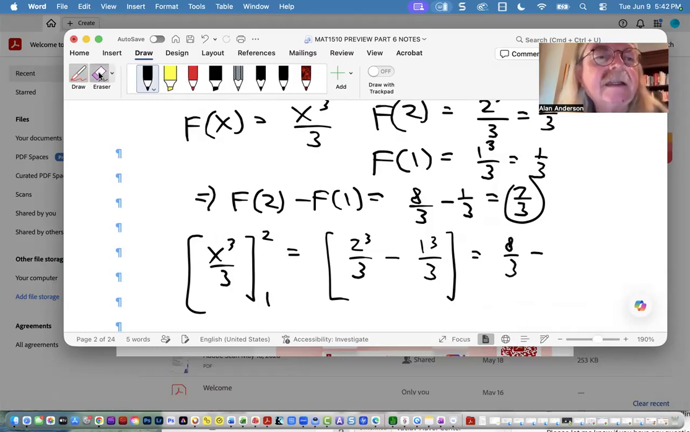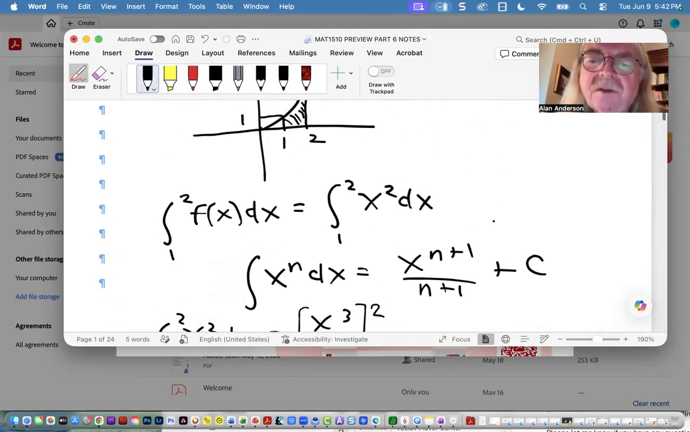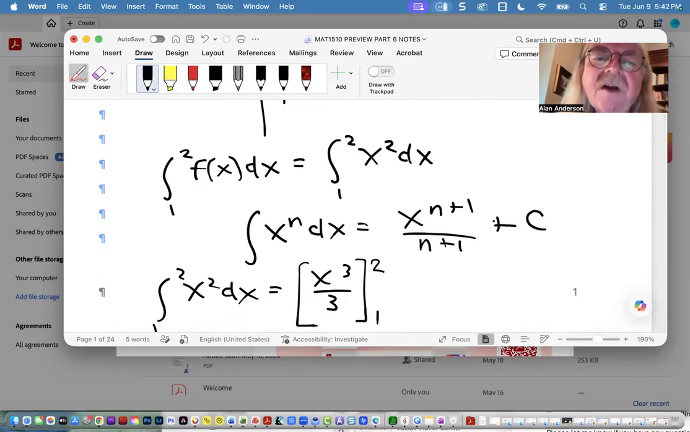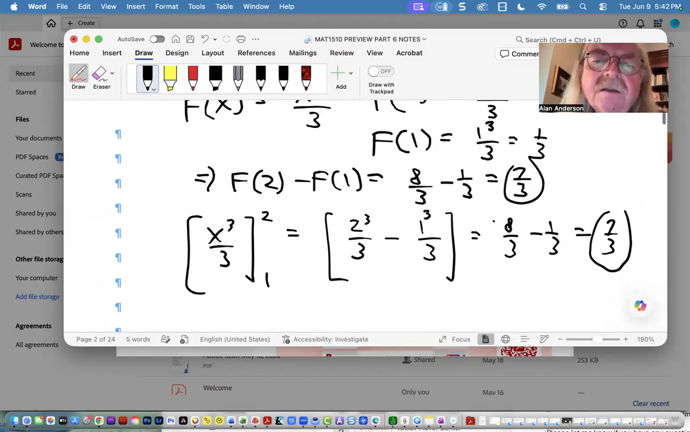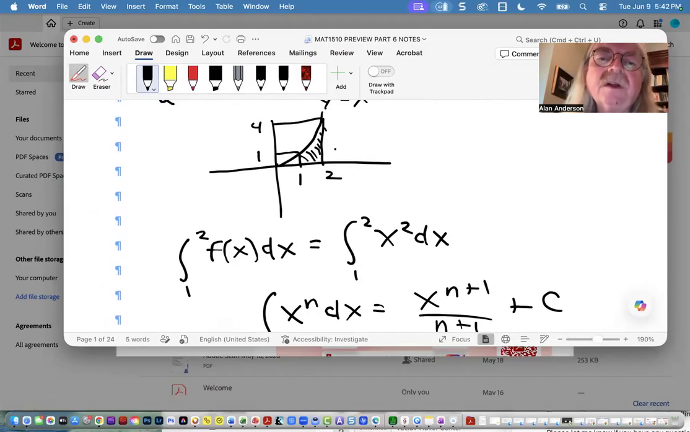And again, I did it again. This should be, let's move this up here a little ways. There you go. Okay, so what you're seeing here is the fundamental theorem of calculus being used to find the area under this curve, y equals x squared, between 1 and 2. And that's our 7/3.